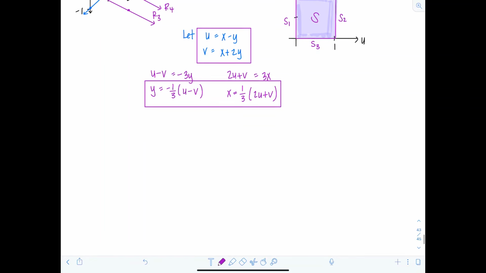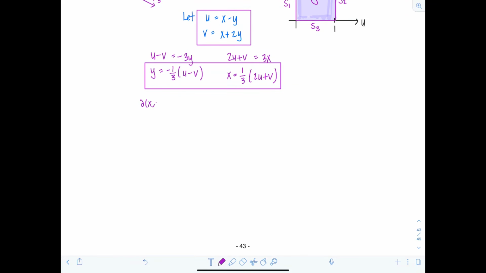Good stuff. So Jacobian time. Del xy, del uv. Here we go. Partial derivative of x with respect to u, that's going to be 2/3. Then with respect to v, 1/3. Now for y, we'll have a negative 1/3 and a positive 1/3. Looks good. Take that determinant now. You have 2/9 plus a 1/9. We get a 1/3. All righty.